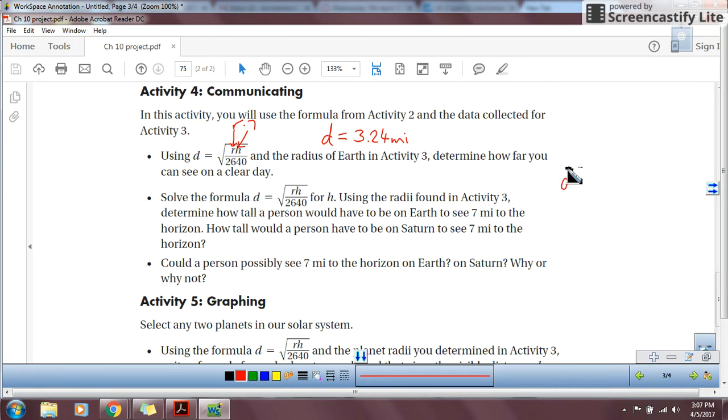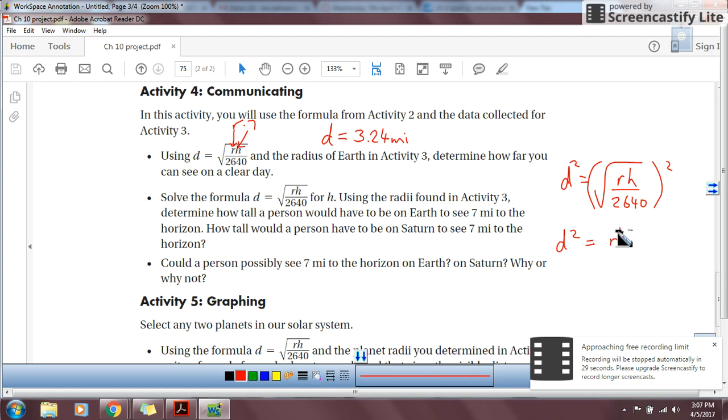Okay, now we can solve this for H like we did yesterday. Remember, if we have this formula here, and I'm not going to do it completely for you, but I'll just get you started. If you want to solve this for H, you would have to square both sides. So now you have D squared equals RH over 2640. Now you can multiply both sides by 2640, divide by R, and there you go. Okay.